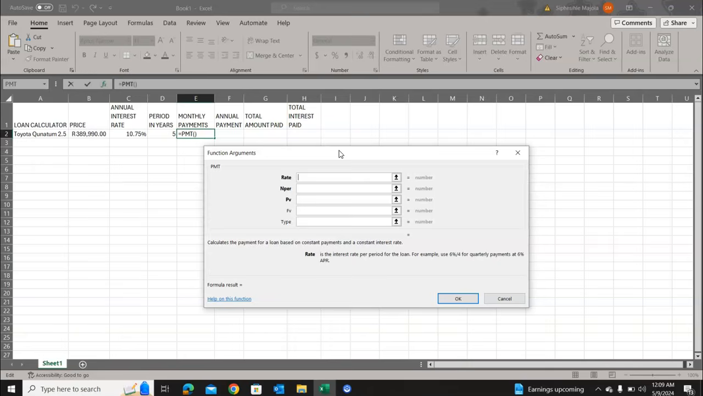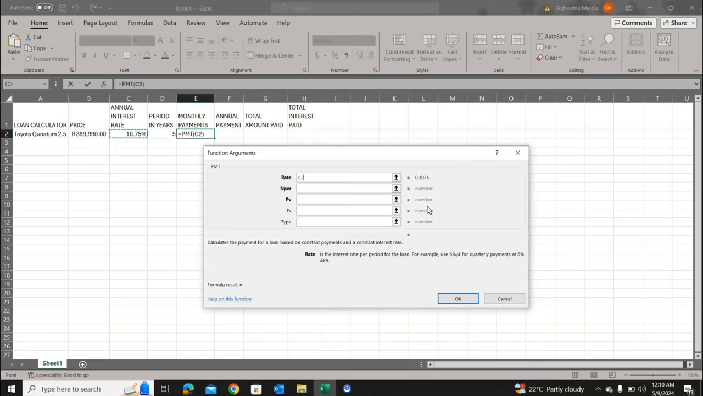Alright. So we have rate. Rate is at what rate we are going to be paying our interest towards the loan. In this instance, we've been given 10.75% as the annual interest rate. 10.75% is the interest rate that you're going to pay for the whole year, in 2024.